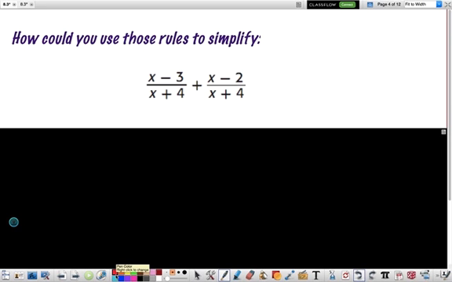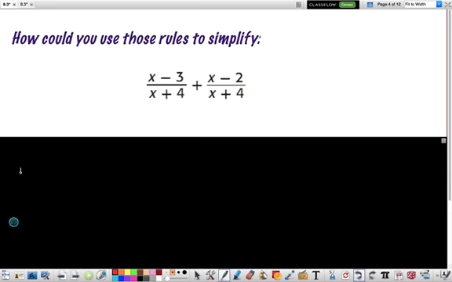Should try this right now. Add them. It is 2x minus 5 over what, though? Okay, very good, right? It's x plus 4 at the bottom. Remember, you do not touch the bottom. Denominator stays the same.